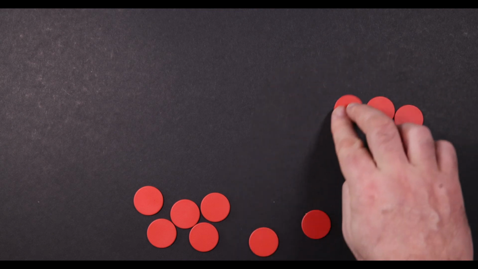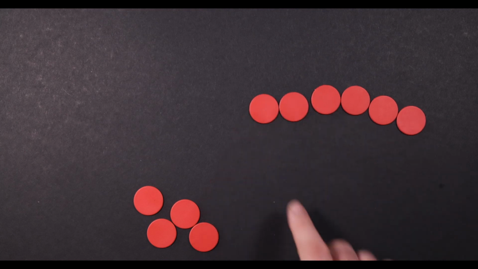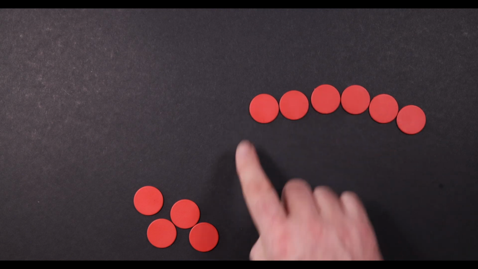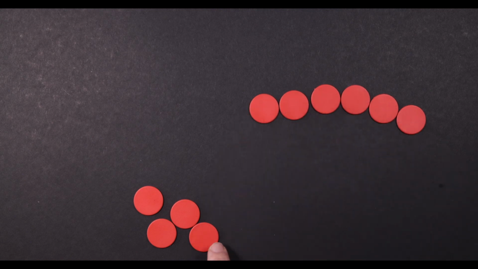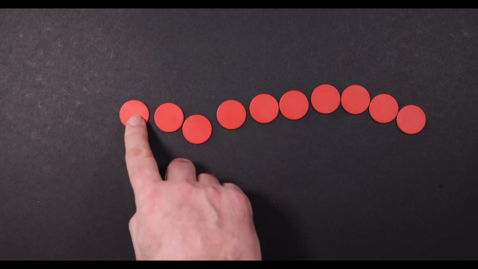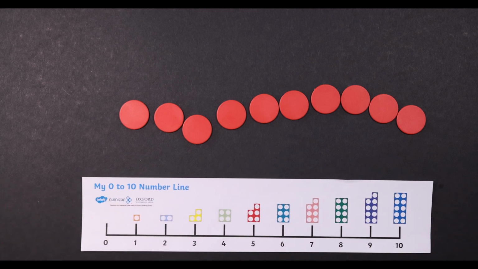1, 2, 3, 4, 5, and then add one more. And they can count them: 1, 2, 3, 4, 5, 6. Then you carry on. What's one more than 6? 7. What's one more than 7? 8. What's one more than 8? 9. What's one more than 9? 10. You can also do this using a number line or a number track.